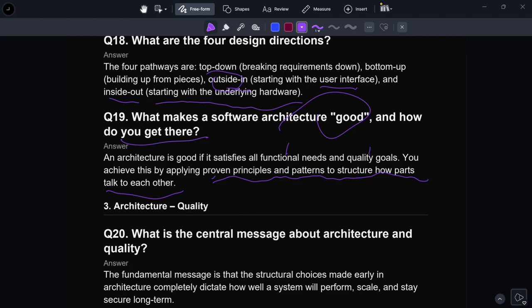How do you get there? You apply structural rules like low coupling, keeping components independent, and high cohesion, ensuring each component does exactly one job well. For instance, the ATM cash counting module shouldn't contain code for rendering UI graphics. If you have an ATM cash counter, it has nothing to do with the code for rendering UI graphics. This is a different component.